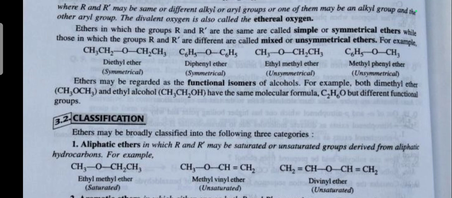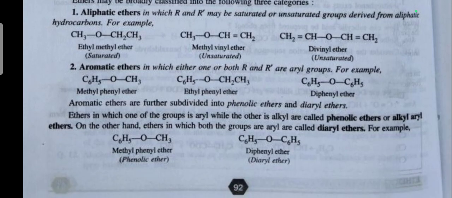Classification. Ethers may be broadly classified into the following three categories. First, aliphatic ethers, in which R and R' may be saturated or unsaturated groups derived from aliphatic hydrocarbons. For example, ethyl methyl ether, that is saturated, and methyl vinyl ether, unsaturated. Second, aromatic ethers, in which either one or both groups are aryl groups. For example, methyl phenyl ether or ethyl phenyl ether.